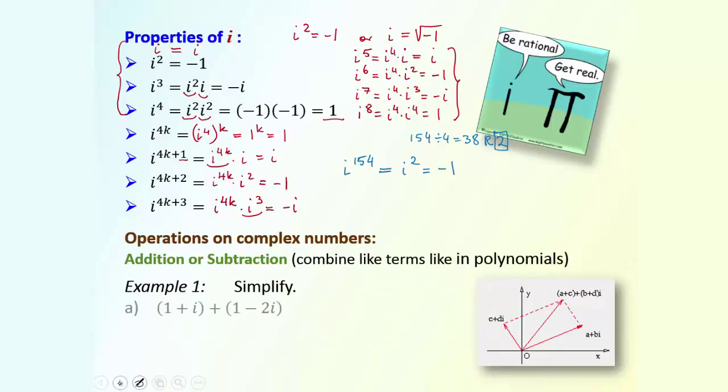Now if we deal with complex numbers, we need to be able to add them, subtract them, multiply and divide them.